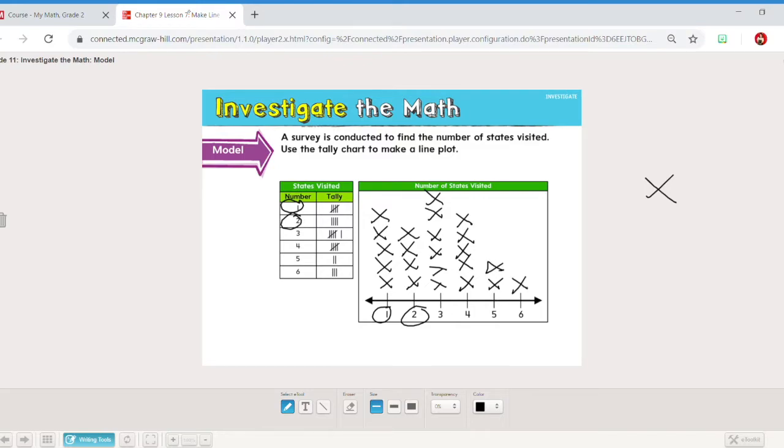And for 6, there was 3. And there you have it. There's our line plot. So a line plot is where you just make a graph with a single line.